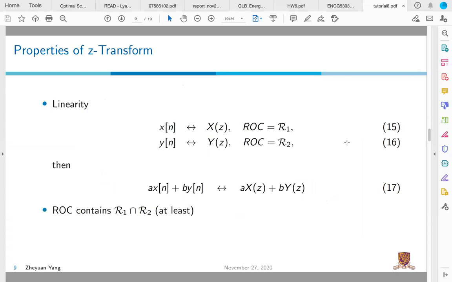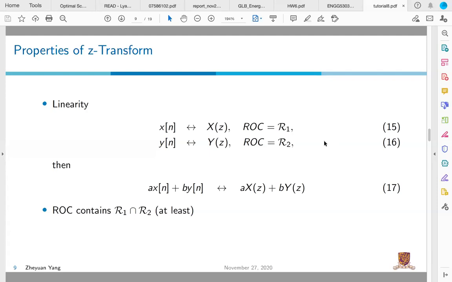We also studied the properties of the z transform. The transformation has quite similar properties to the Fourier transform, as well as the discrete-time Fourier transform. The first property is the linearity. If we have two signals, the first one is x[n] and the ROC is R1. The second signal is y[n] with the z transform Y(z), and the ROC is R2.